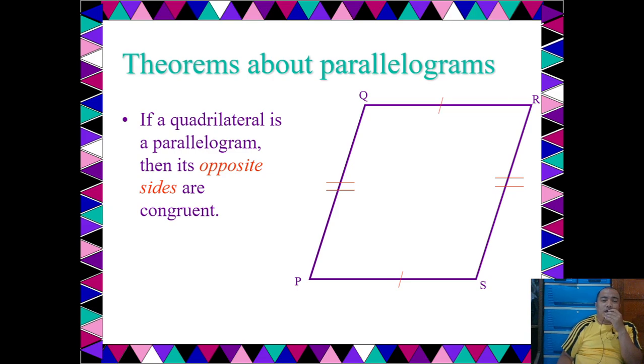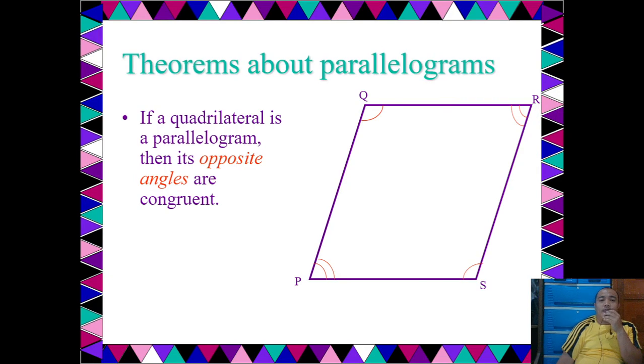So we have here number 1: if a quadrilateral is a parallelogram, then its opposite sides are congruent. So we have here parallelogram PQRS. That means there are two pairs of opposite sides, QR and PS, and QP and RS. These two pairs of opposite sides are congruent. So that means QR is congruent to PS, QP is congruent to RS. That is, PQ is congruent to RS, SP is congruent to QR.